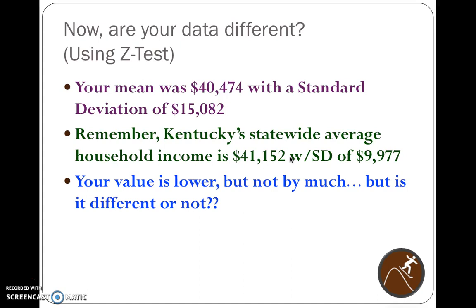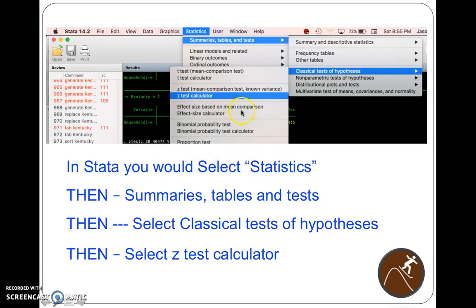So we can do a z-test or a t-test. So in Stata, you would go up to Statistics, click on Summary, Tables, and Test, go down to Classical Test of Hypotheses, and then Z-Test Calculator, since it's not a one-sided test, but a single test.